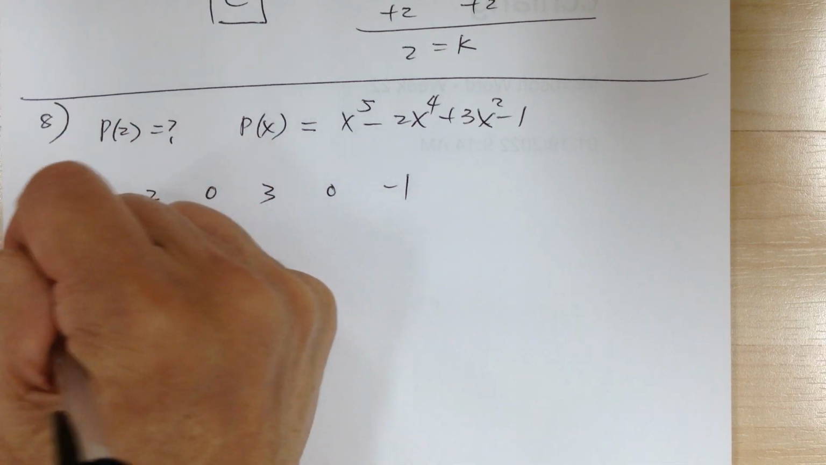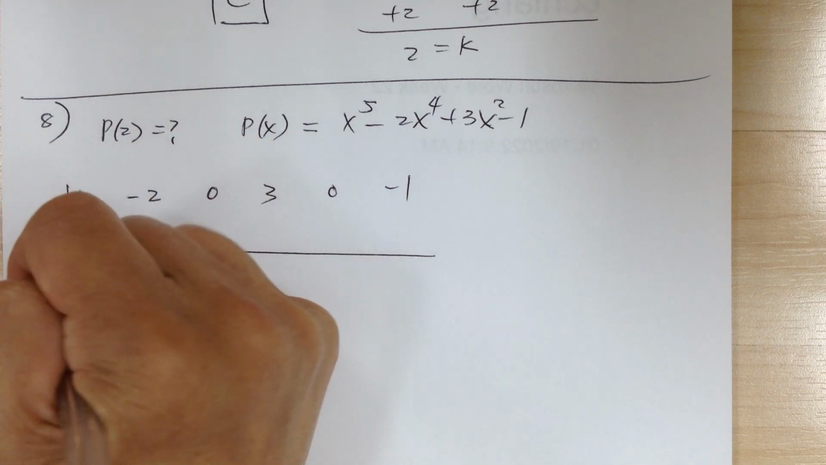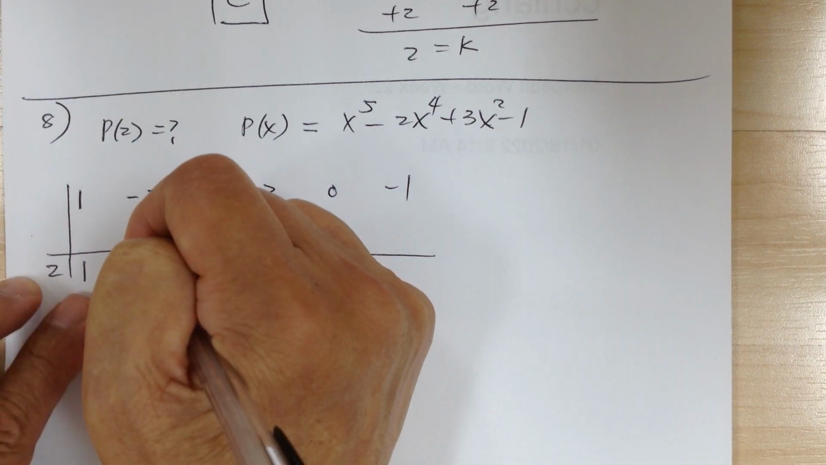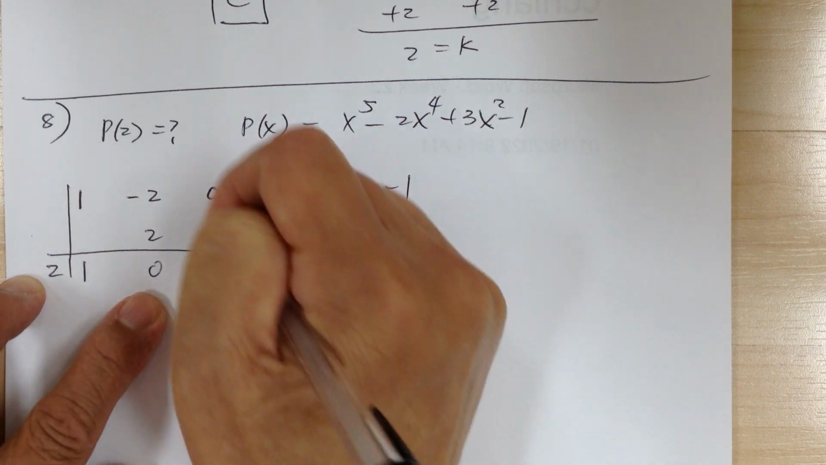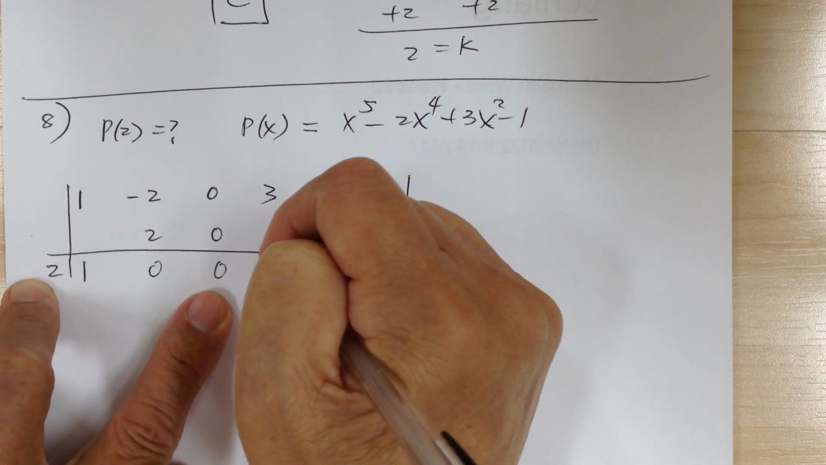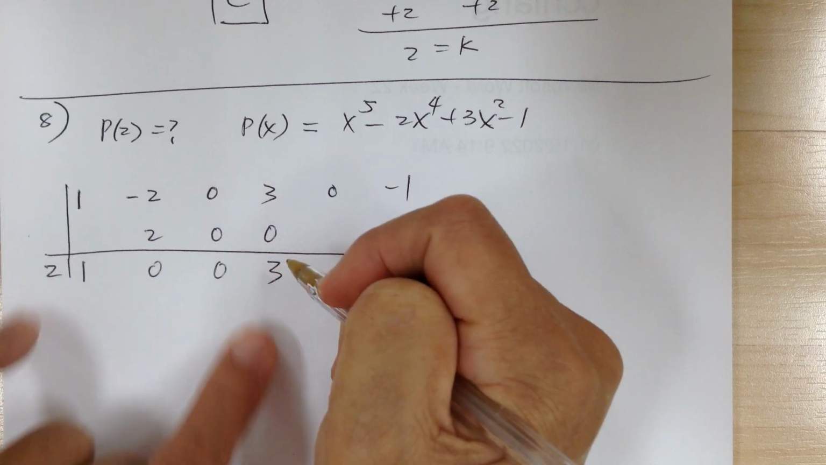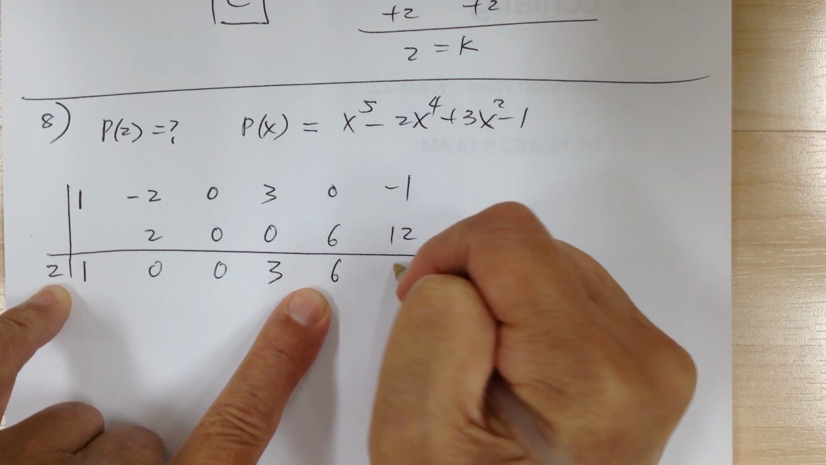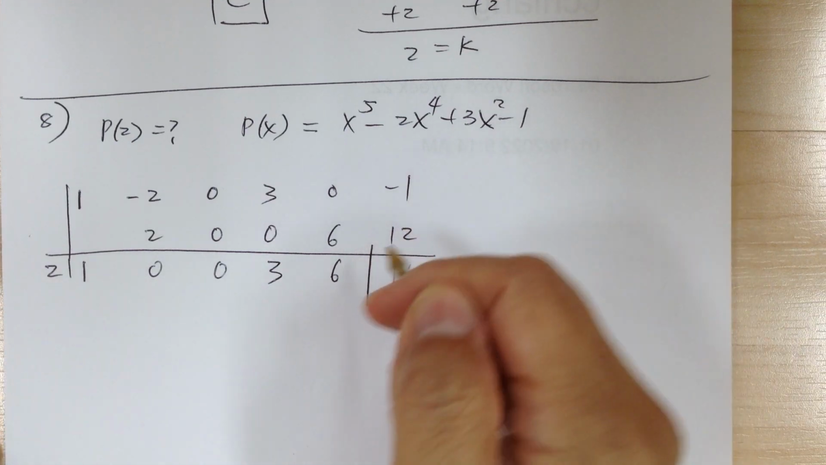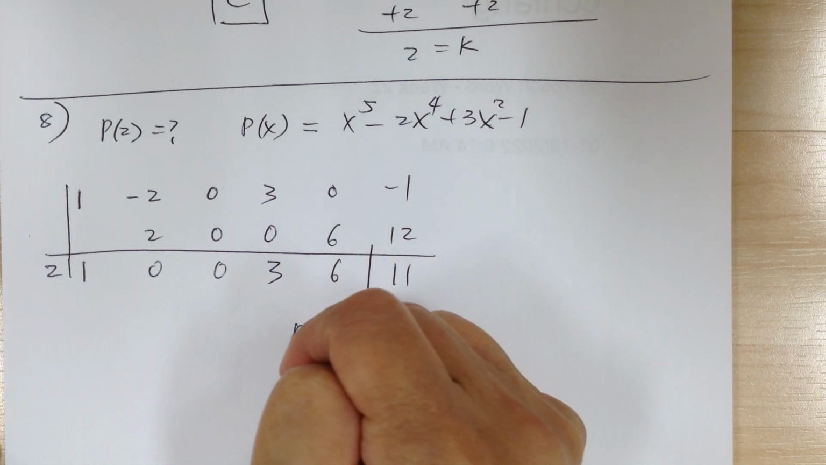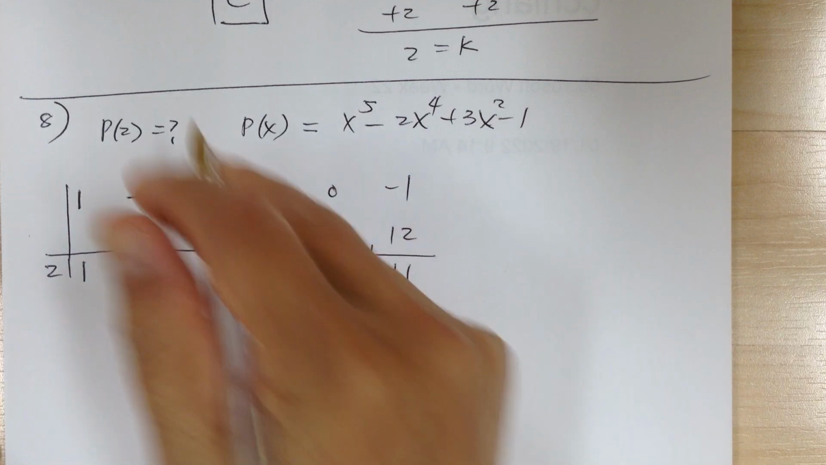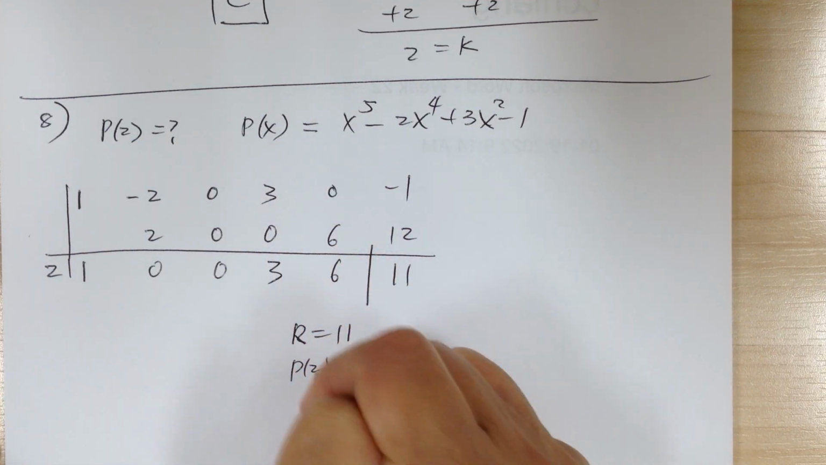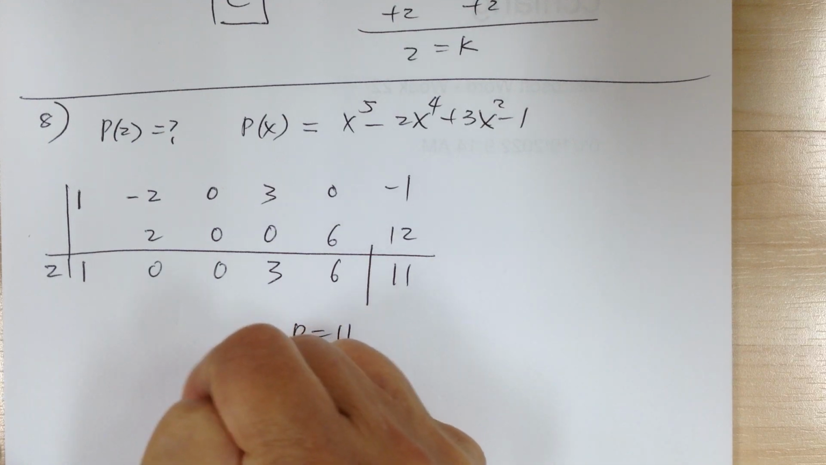Okay. And then you want to evaluate at 2, so you put 2 over here. Okay, so you drop, multiply, add, multiply, add, multiply, add, multiply, add, multiply, add. So the remainder equals 11. That means p of 2 equals 11. So this would be answer A.